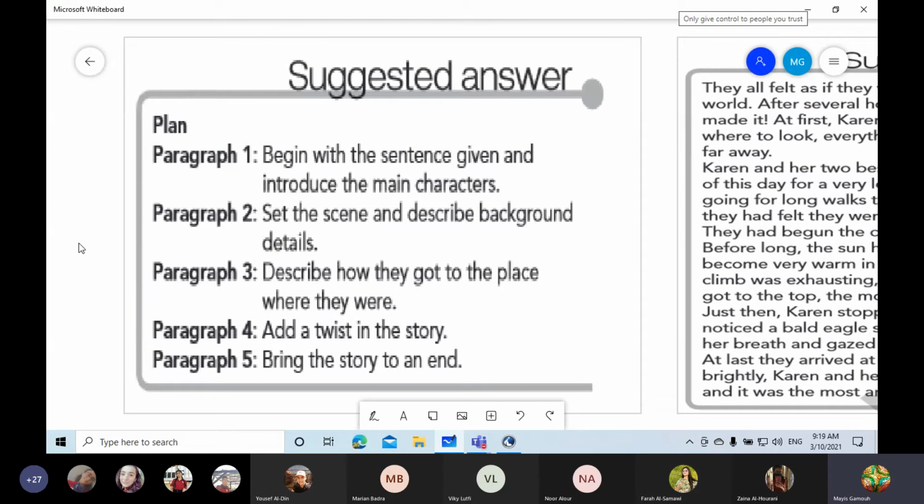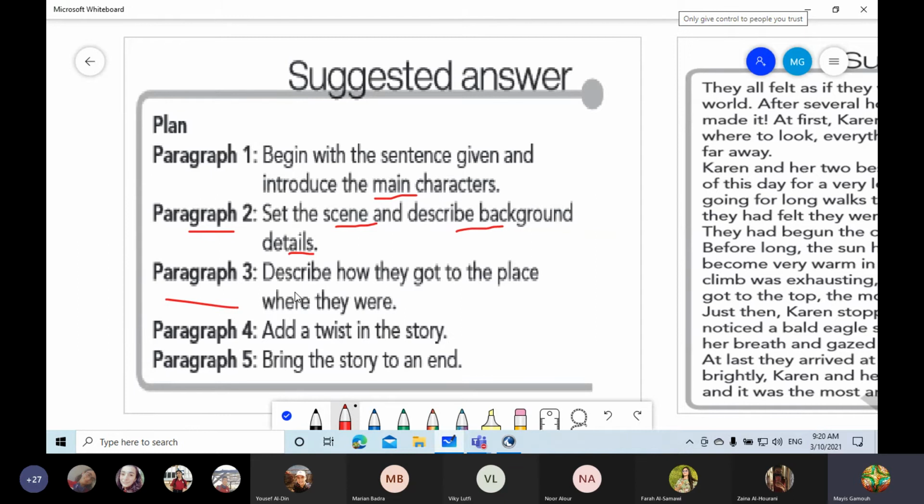All right, let's go back to our plan. In paragraph 1, we have to begin, so we have to use words such as first, in the beginning, etc. Begin with the sentence given and introduce the main characters. So from our elements, we have to talk about the main characters. In paragraph 2, set the scene, the setting: where is the story taking place? When is the story taking place? And describe the background details. So we have to put these things in detail.